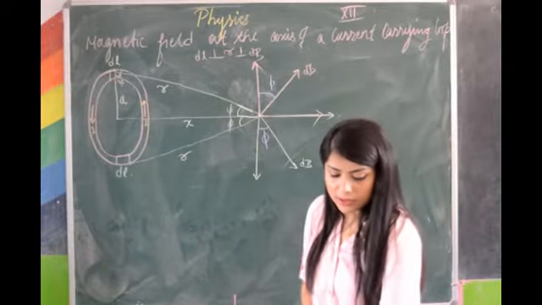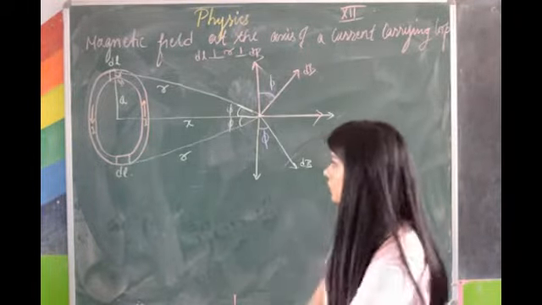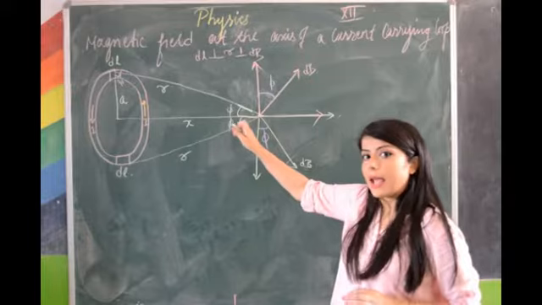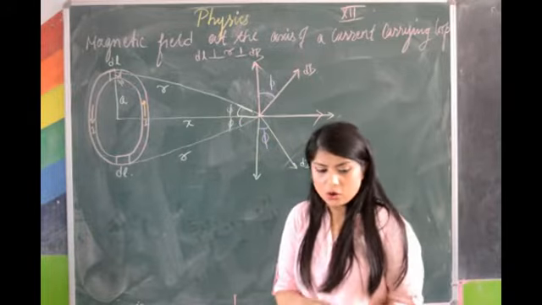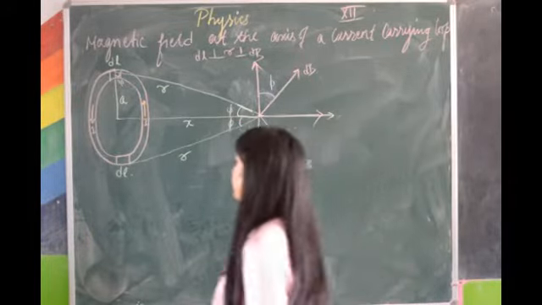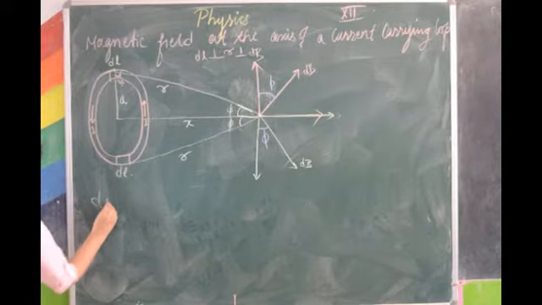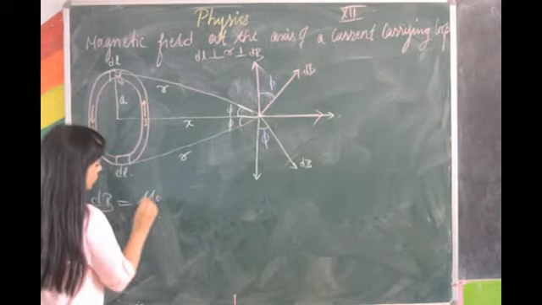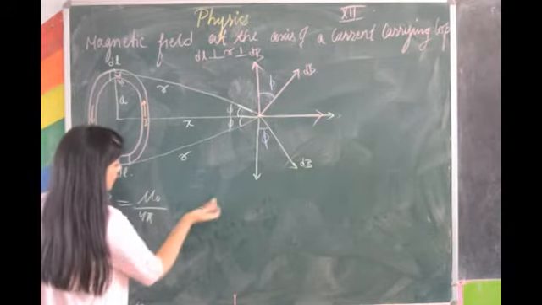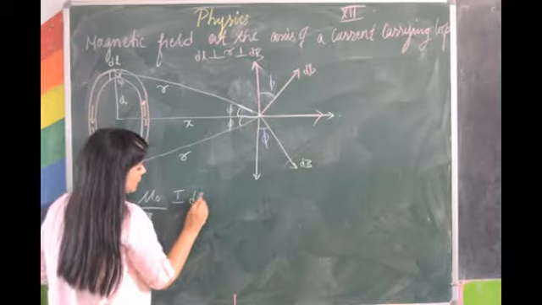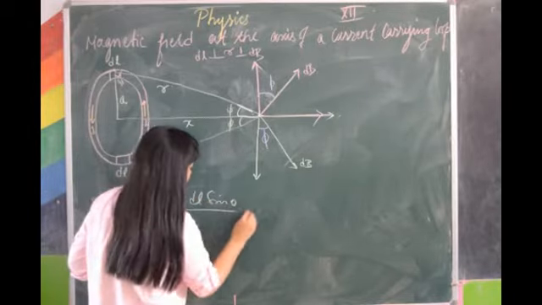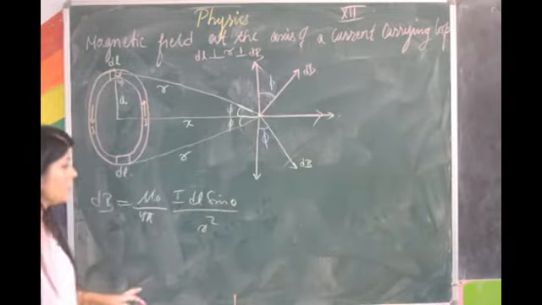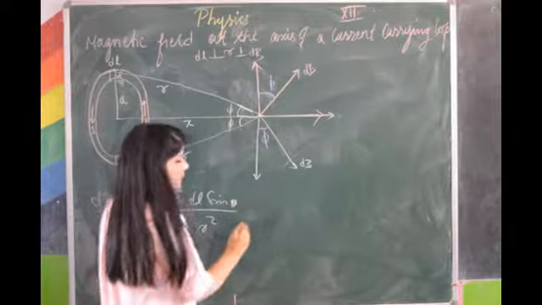Now we need to find the magnetic field due to this loop at this point on the axis using the Biot-Savart law. Now let me first write the equation of the Biot-Savart law. The Biot-Savart law is dB equals mu naught by 4 pi, I dl sin theta divided by r squared. This is the Biot-Savart law. Now let us apply this in this diagram over here.